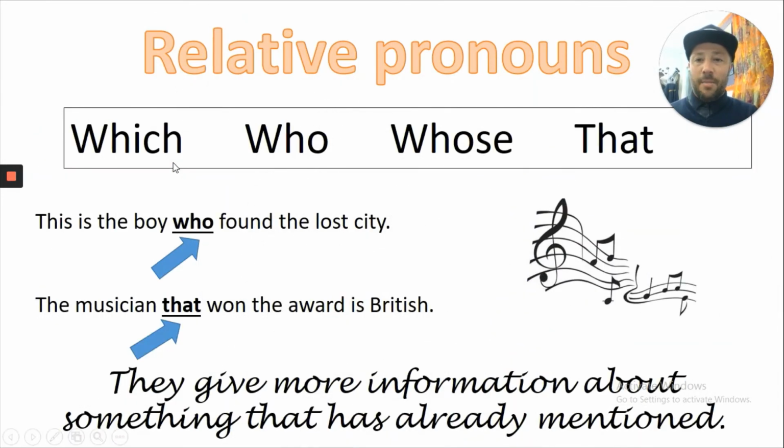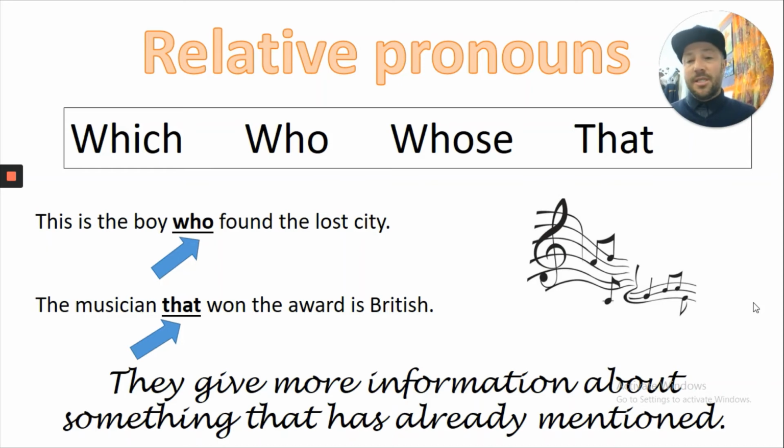Okay, relative pronouns. Which, who, whose, and that. They give more information about something that was already mentioned. So something we've already mentioned within a sentence that gives them more information. So this is the boy, but this is the boy who found the lost city. So it's given us that more information. It's a relative pronoun giving more information about the boy.